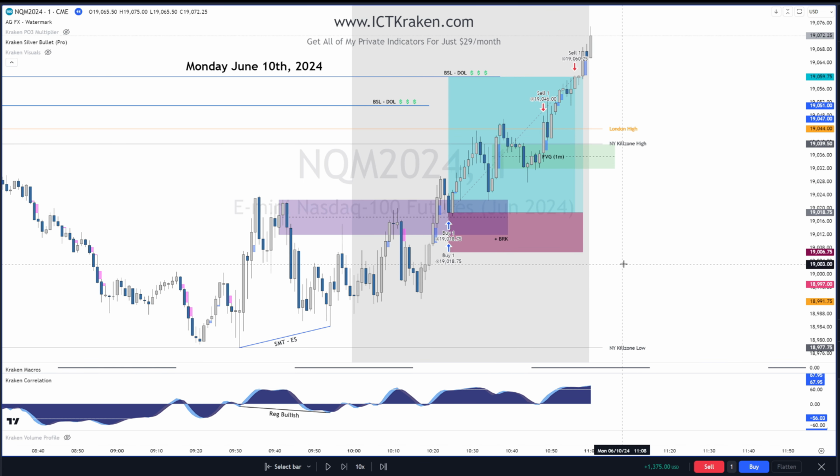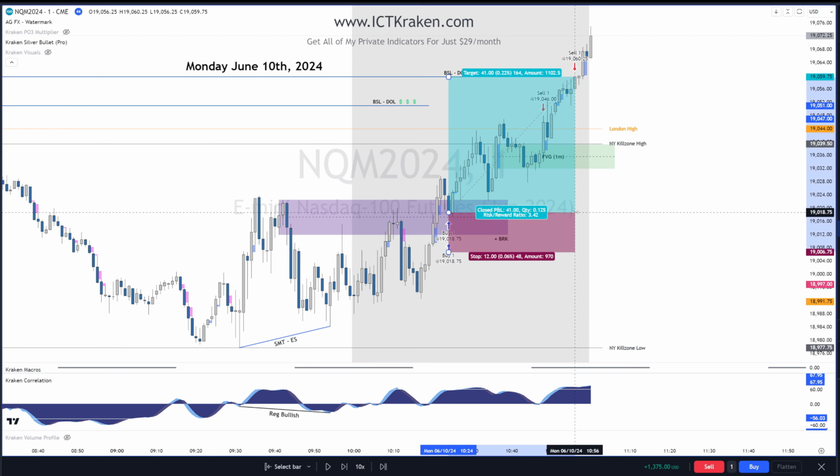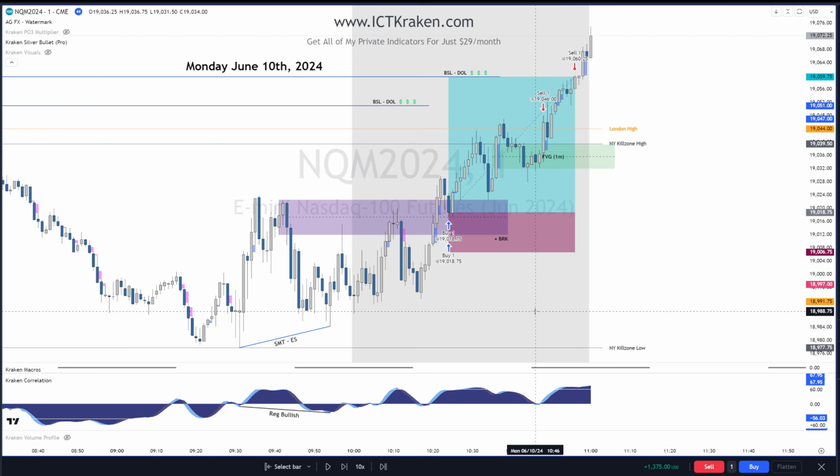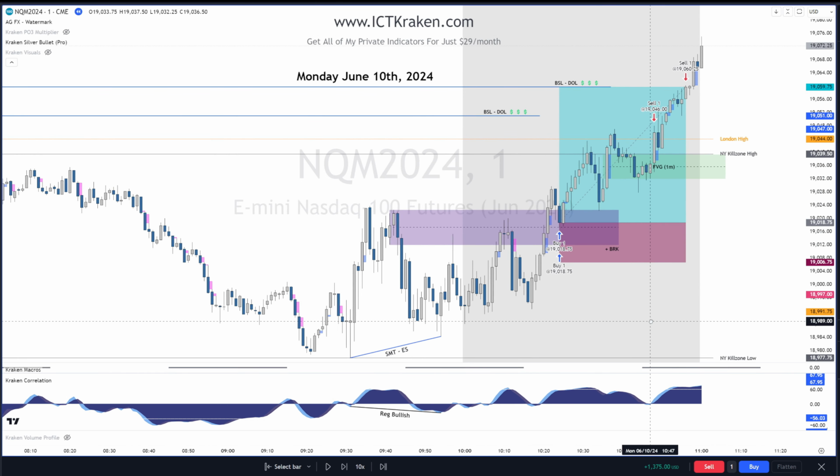Okay, there's 11 o'clock. Okay, let's go back through and let's look at this. We had SMT before 10 o'clock, and we also saw that we had regular bullish divergence on the Kraken Correlation. I know this is not in a macro time, but it is a silver bullet, so you have a whole hour you can trade this in.